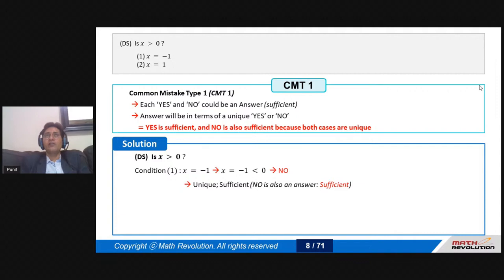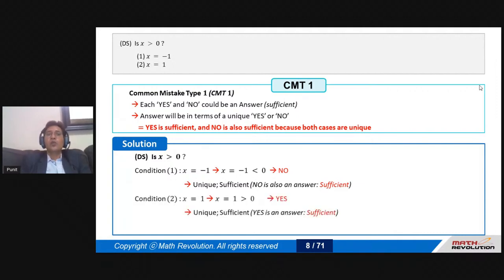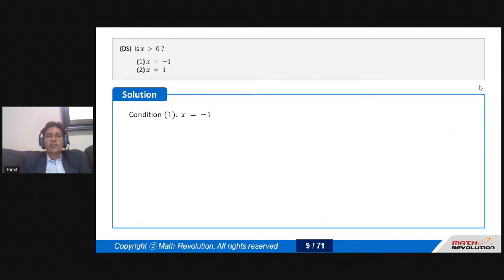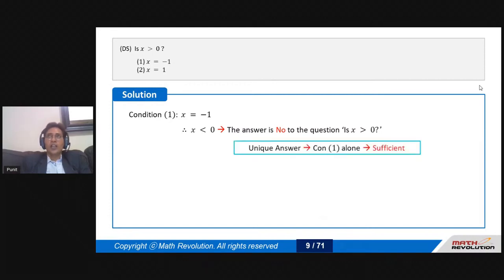No, it's pretty sufficient for me to answer. So this is unique. When I say x equals 1, is that greater than 0? Yes. This has been taken so easily to make you understand how CMT1 gets applied on this part. So our answer for this question, for condition 1, is no. That's a unique answer. Condition 1 alone would be sufficient.